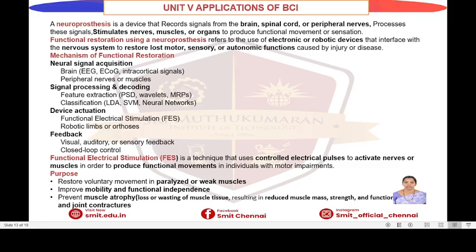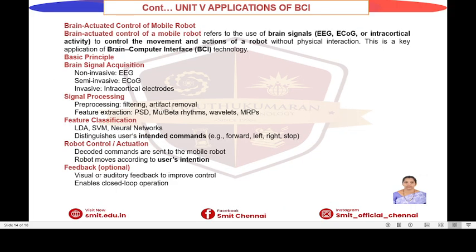So what is the main purpose of FES? It is to restore voluntary movement in the case of paralytic patients, and also improve mobility and functional independence, and prevent muscle atrophy and also joint contractures.